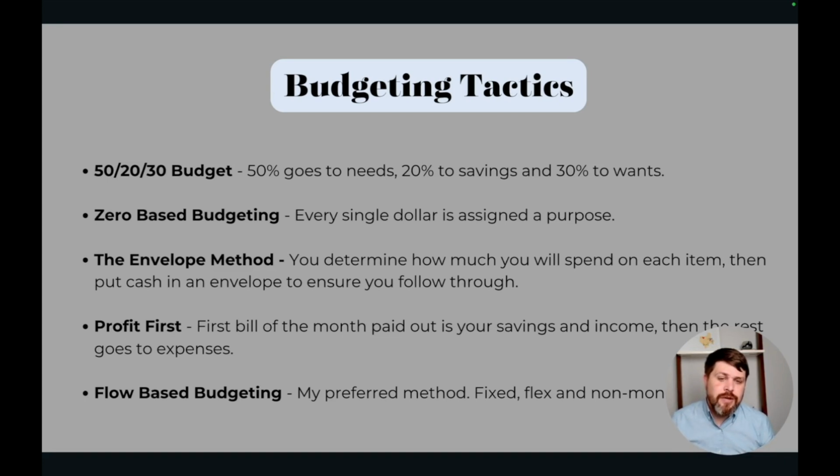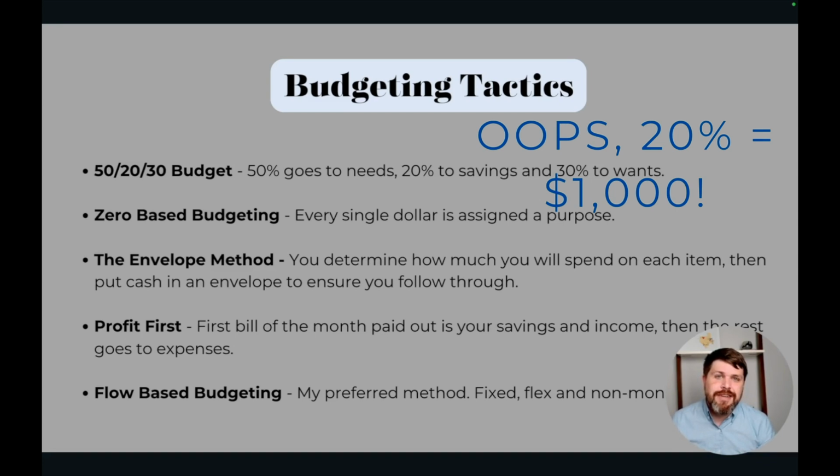So in this technique, 50% of your income goes to your needs, whatever those are. 20% goes to savings, and 30% goes to wants. So if you are making $5,000 a month, half of that goes to the needs. That would be the rent, the auto loans, all those sorts of things. So $2,500 there, and then 20% to savings. What's 20% of 5,000? I think it's about $800 would go to savings, and then the rest to wants.